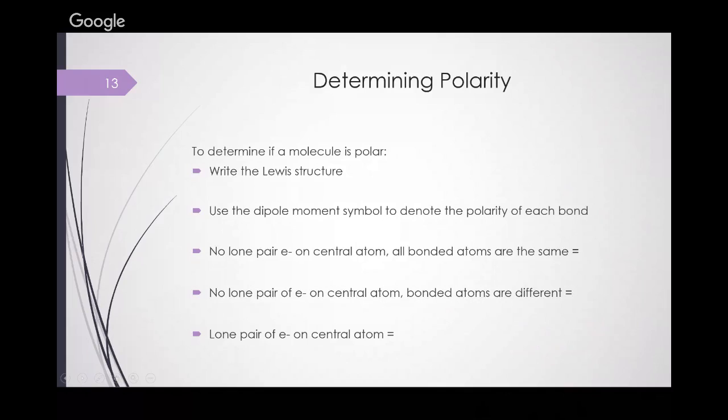When we have lone pairs of electrons on the central atom, typically your molecule is going to be polar. If you have a polar bond, the molecule is going to be polar. Your exceptions to this would be if your shape was linear or square planar.